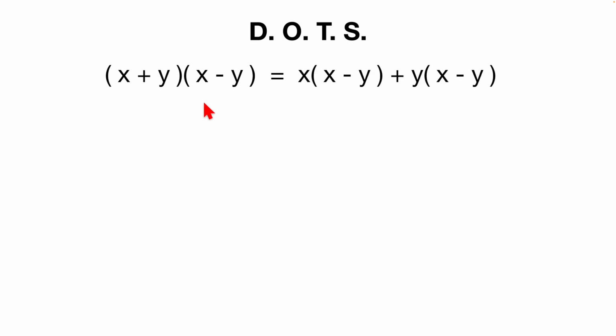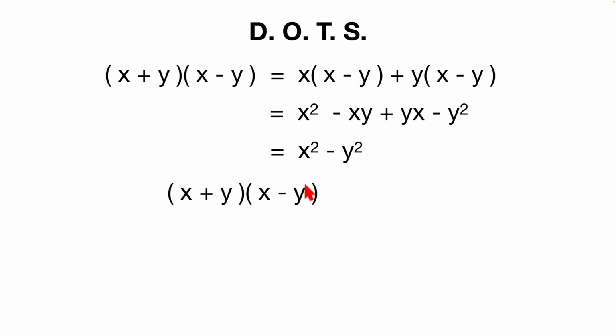And if we multiply them out slowly, using my method, x times the second bracket, y times the second bracket, we see we get x squared minus xy plus yx minus y squared. yx and xy are the same, so they cancel out. So that shortens to x squared minus y squared. In other words, x plus y times x minus y is equal to x squared minus y squared.